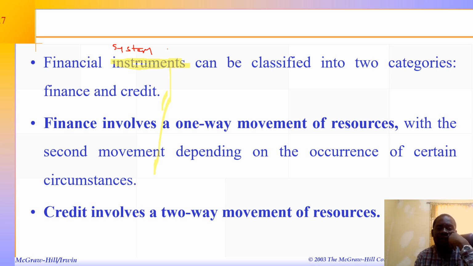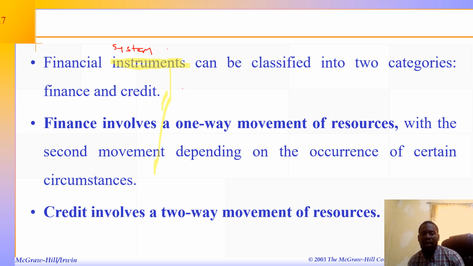So ideally, we have the finance side of the financial system, which involves the one-way movement of resources, with the second one being dependent on a condition. An example is the way insurance operates. When you are paying your premiums, that movement is guaranteed. You take your money to the insurance company, the insurance company gets a hold of your money, but for you to get your money back, it is on condition that something bad happens to you. So that is what is happening on the finance side of the financial system.